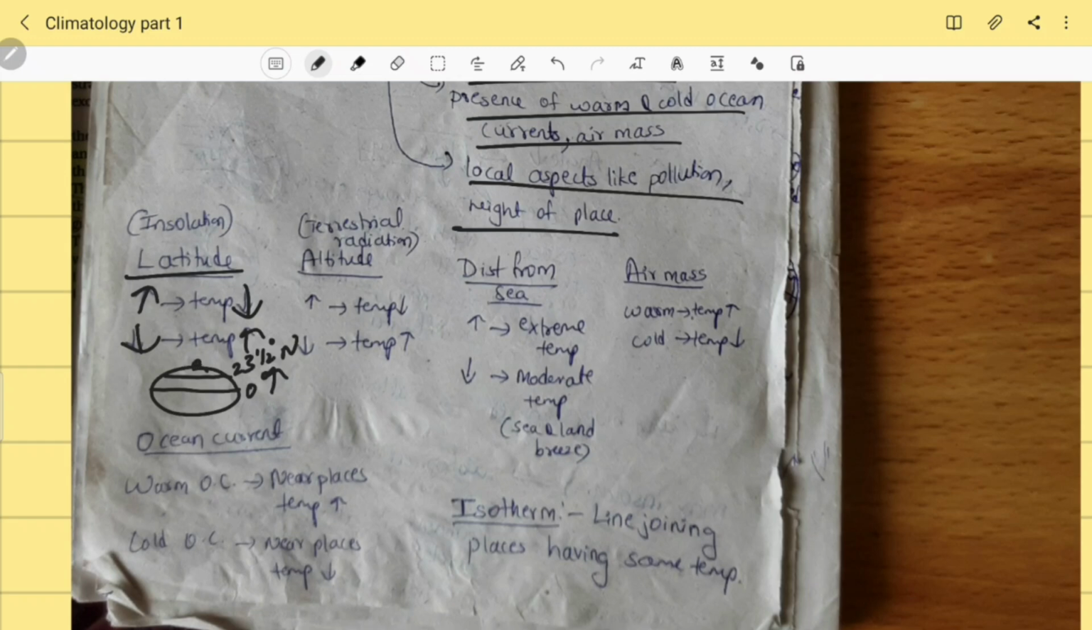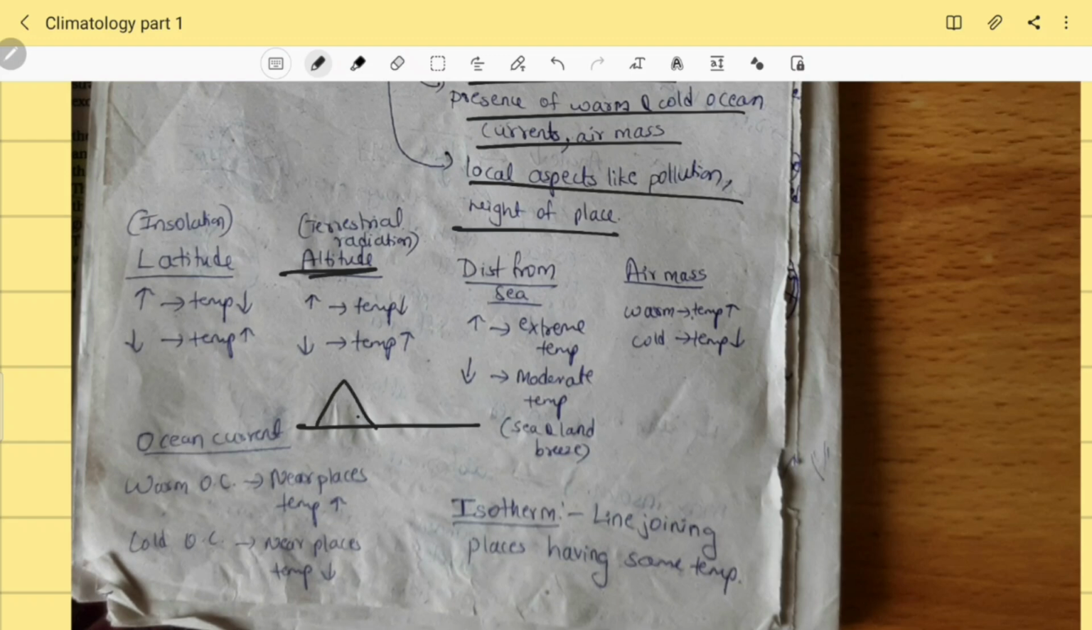So as we increase the latitude, temperature decreases, and if we decrease the latitude, like if we come from 23.5 degree till 0 degree, then temperature increases, and we know that equator experiences more heat compared to poles. So this is about the latitude. Next, let's study about the altitude. So say you are on a land and there is one mountain over here, there are trees here, and you are standing here.